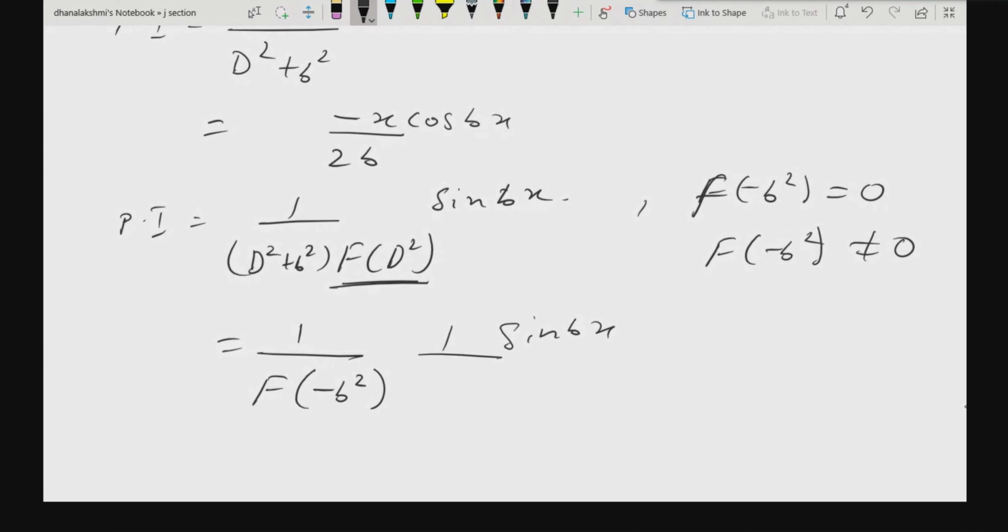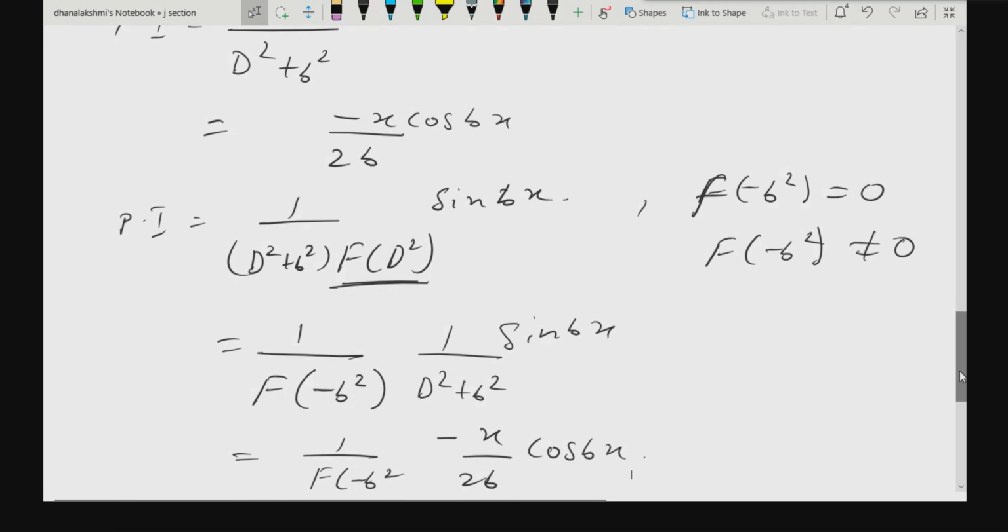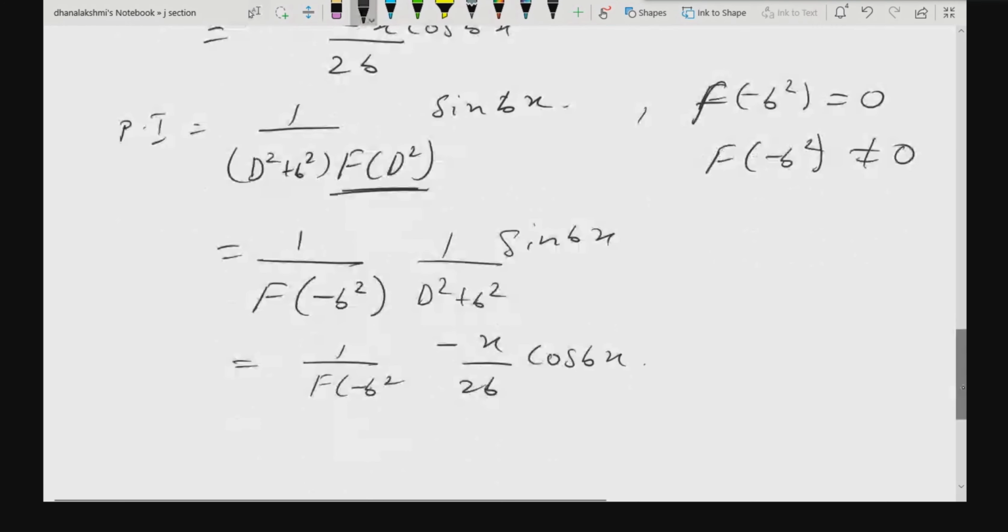Now you still have the operator d square plus b square. For this one, the solution will be what? F of minus b square. Just now I have written, it will be x by 2b into cos bx. Understood this thing? Yes, ma'am. Or do you have any doubt?